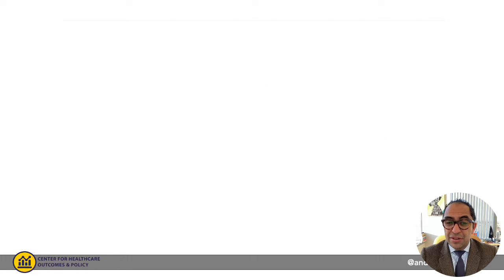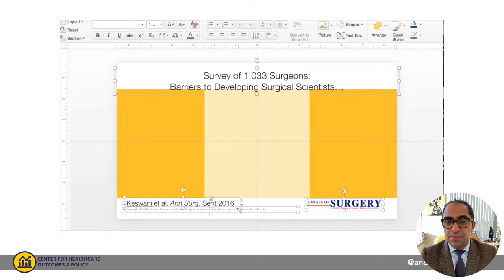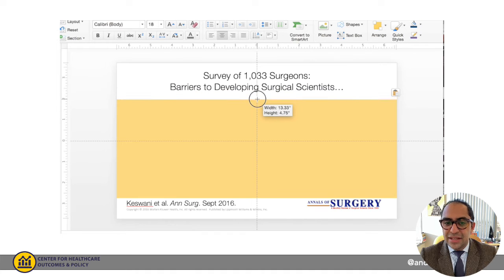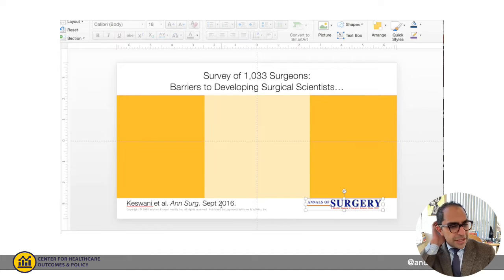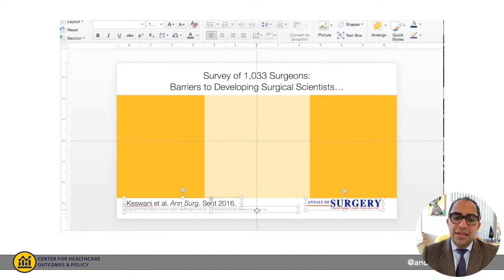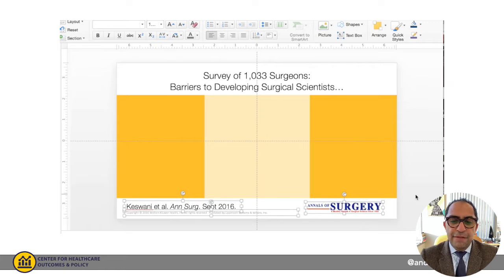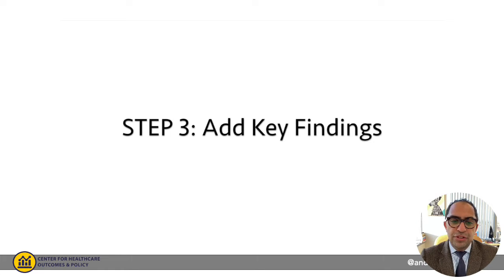I then just go add in the title and the citation. People want to know what the article's about and where it came from, and this is easy content that you can get from the journal and plug in. And then all of a sudden, just by making some boxes and adding in the citation, you're almost halfway done with the visual abstract.